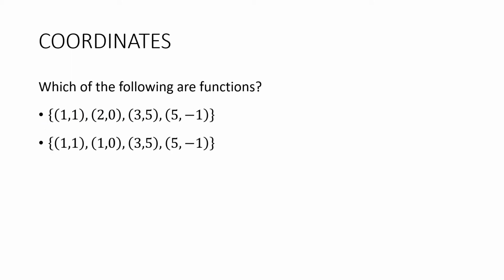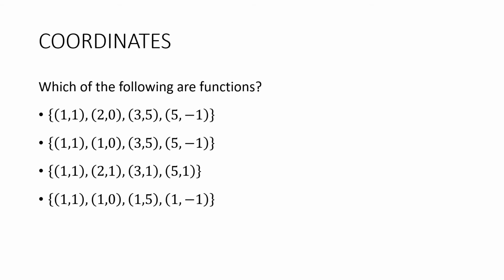What about this one? Can you see straight away that one's not? For the same input of 1, I've got two answers, 1 and 0. This is not a function. How about this one? This one's fine. I know it looks confusing, but for any input, 1, 2, 3, or 5, I get at most one output. Even though it's the same output for all of those, it doesn't matter. And this one's not a function. Here we've got the same input, 1, 1, 1, 1, with 4 different answers.